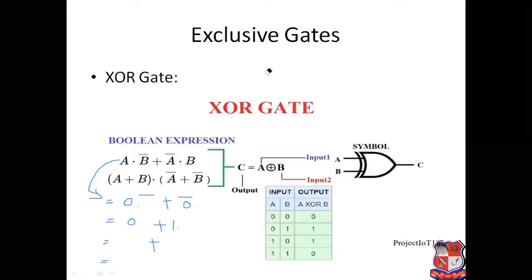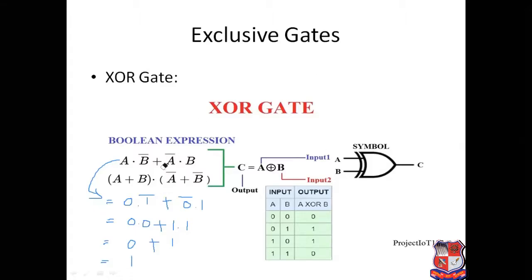So for 0 1, we will put value of B as 1. So here I will put 1, here again 1. So you know that 0 into 1 bar is again 0, and 1 into 1 is... so 0 into 0 is 0, 1 into 1 is 1. So 0 plus 1 is nothing but 1. So here you will get, when your input is 0 1, then your output should be 1.